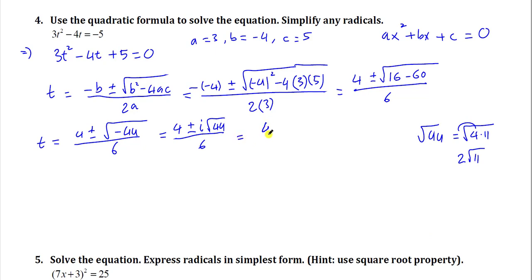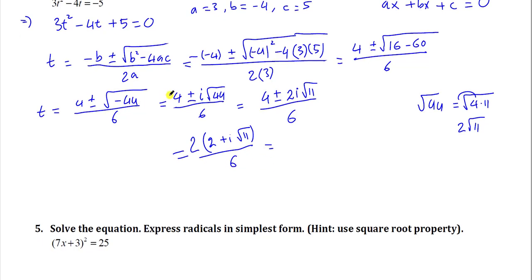So now I can rewrite here plus or minus 2i square root 11 over 6. Now we can see 4, 2, 6, they all have a common factor of 2, so I can pull out a 2 from the top. So I have 2 here, I took away 2, now I only have i, and then radical of 11 over 6. Now we can simplify this one. We divide by 2 on the top, and at the bottom we have 3. Therefore I have 2 plus or minus, don't forget the minus here, i radical of 11 over 3.